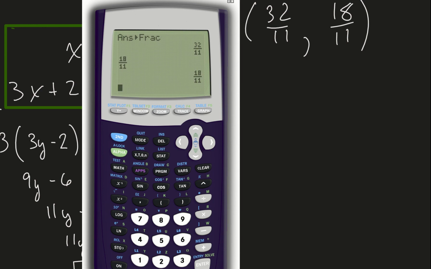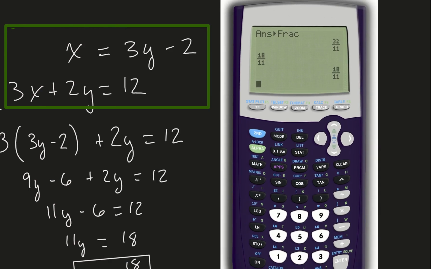So what's nice is I have both x and y represented as fractions on the display of my calculator. And I'm going to use those values to check whether or not this behaves the way it's supposed to. For example, if I take 3 times y and subtract 2, I should get x. So y was 18/11, so I'm going to go 3 times. I don't have to type it again, I just go up. And once I'm on that fraction, I grab it, I press enter, and then subtract 2.